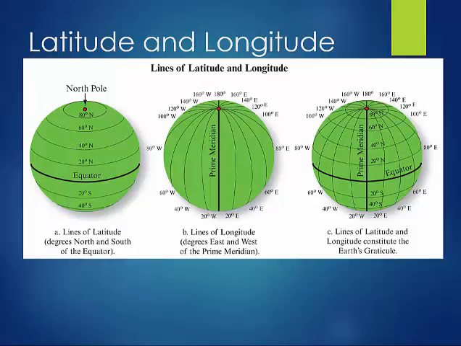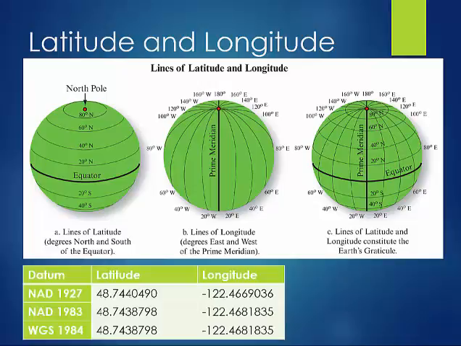Latitude and longitude represent one of the most basic coordinate systems and form the basis of the Earth's only global coordinate system. Lines of latitude run east-west and measure degrees north and south of the equator. The equator is 0 degrees, the North Pole is 90 degrees. Lines of longitude run north to south and measure degrees east or west of the prime meridian, which measures 0.